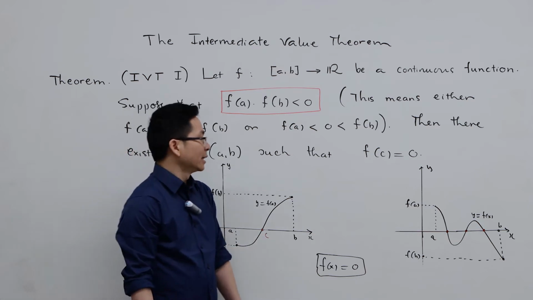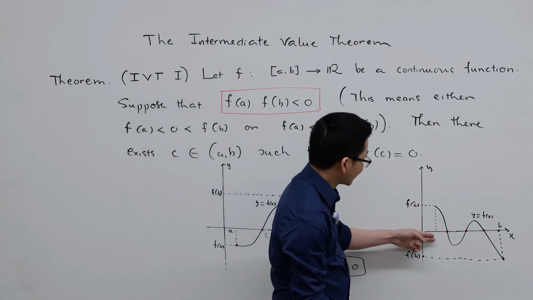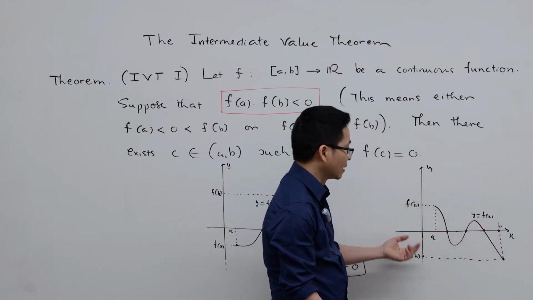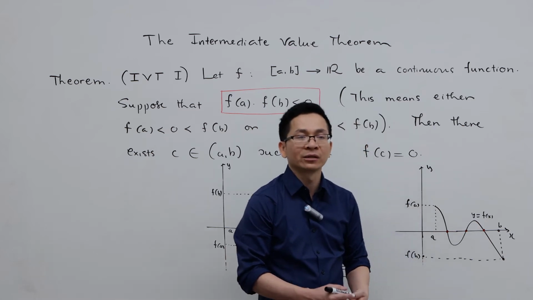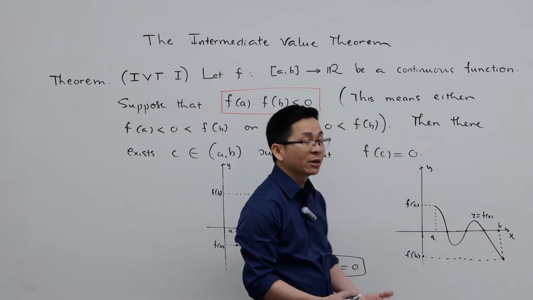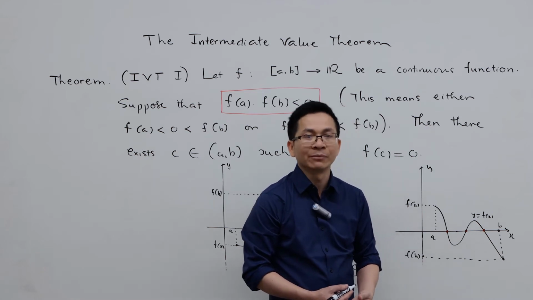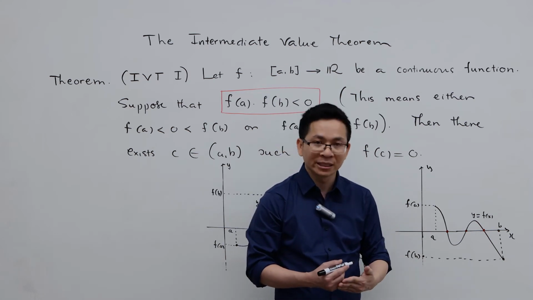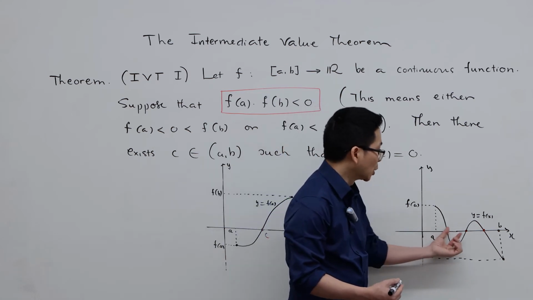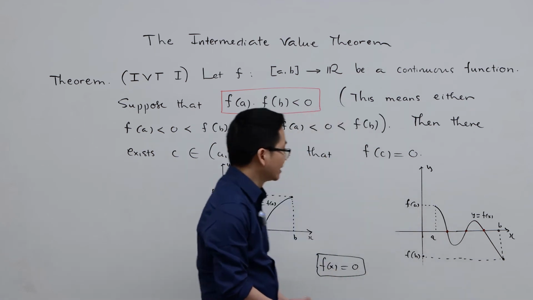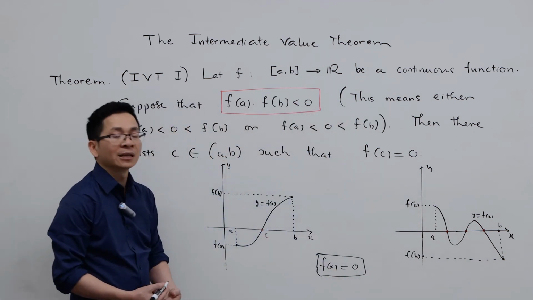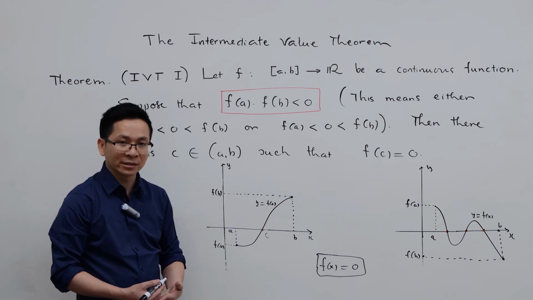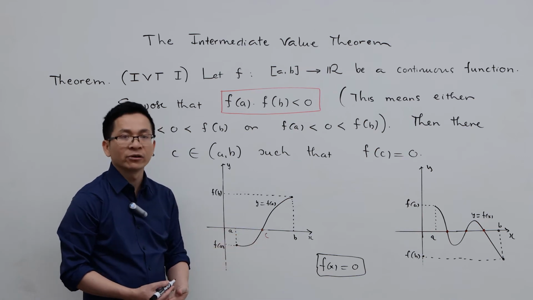In the second graph here, f of a is greater than 0 and f of b is less than 0. And again, by the intermediate value theorem, the equation f of x equals 0 has a solution in the interval ab. And in fact, in this situation, this equation has three distinct solutions in the open interval ab. This is a very important theorem of calculus, and it is very useful for proving that a certain equation has a solution on a given interval ab.